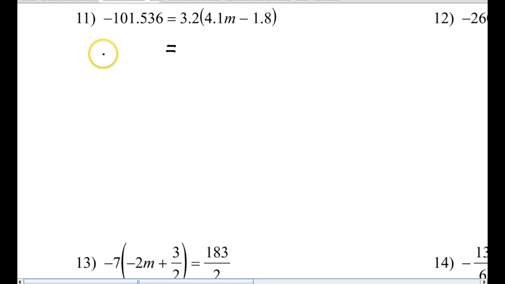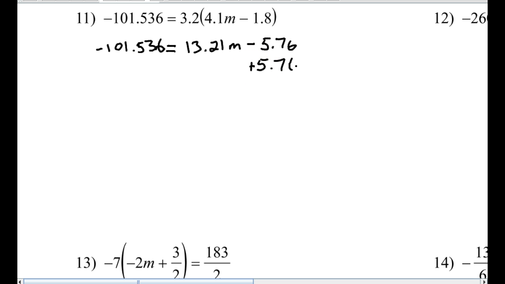All right, here we go. Point 2 times 4.1. And I got 13.12. Yep. 3.2 times 1.8. 5.76. Let's go ahead and add 5.76 to both sides.